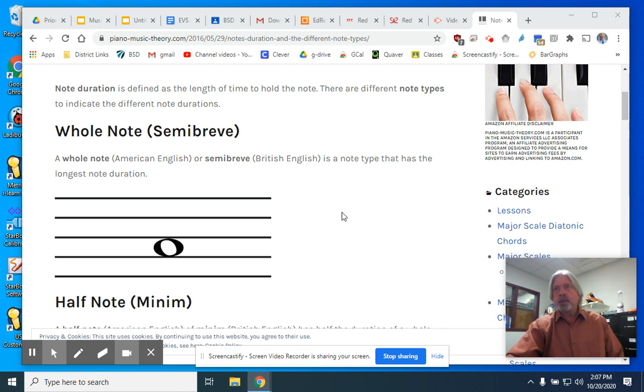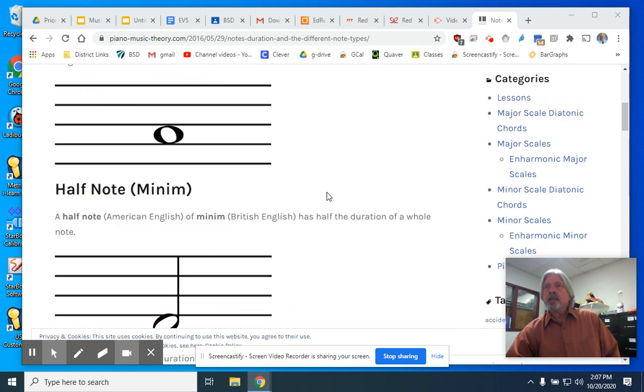So, what we're looking at here is a whole note, also known as a semibreve. Whole note in American English or semibreve in British English is a note type that has the longest note duration. Generally, if you're in 4/4 time, it's going to go 1, 2, 3, 4, or whole note, hold it.